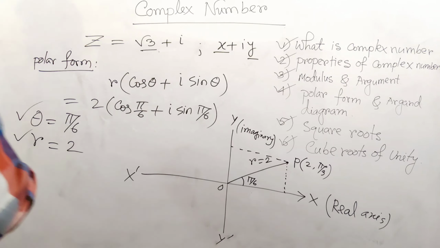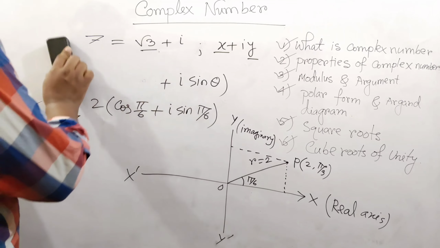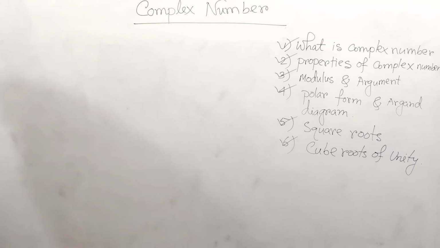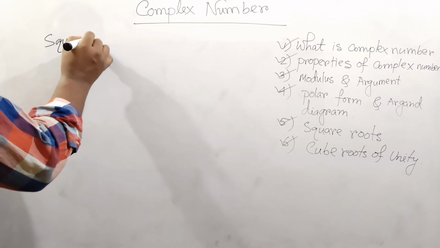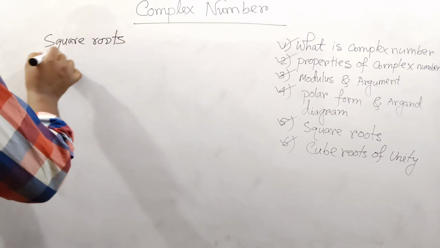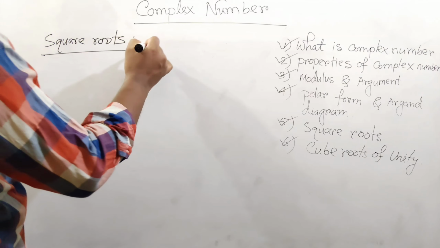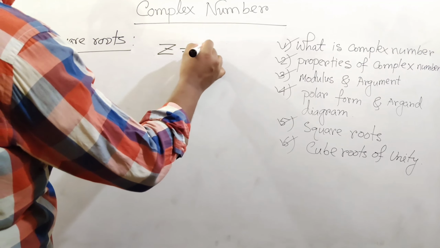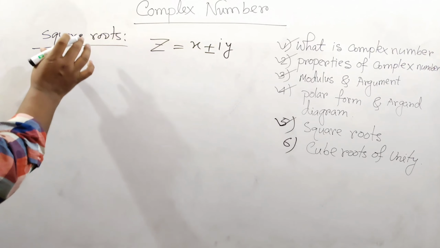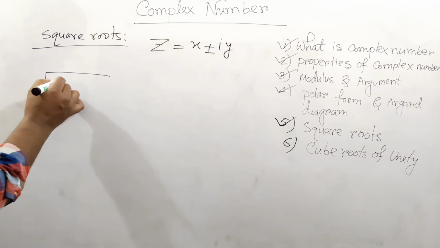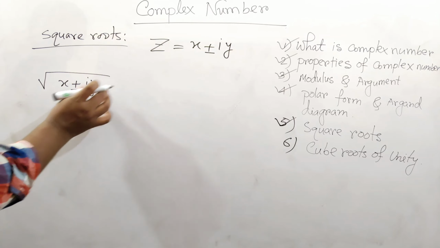Now we learn what the square roots of a complex number are, another important part of this topic. In short, we can memorize a formula. If we consider a complex number z equal to x plus iy, the short technique of finding the square root of z depends on the given complex number. If given plus, you must use plus here.